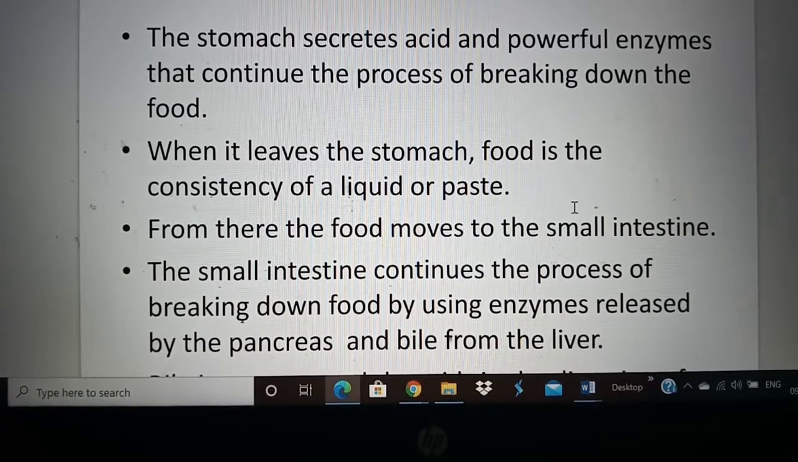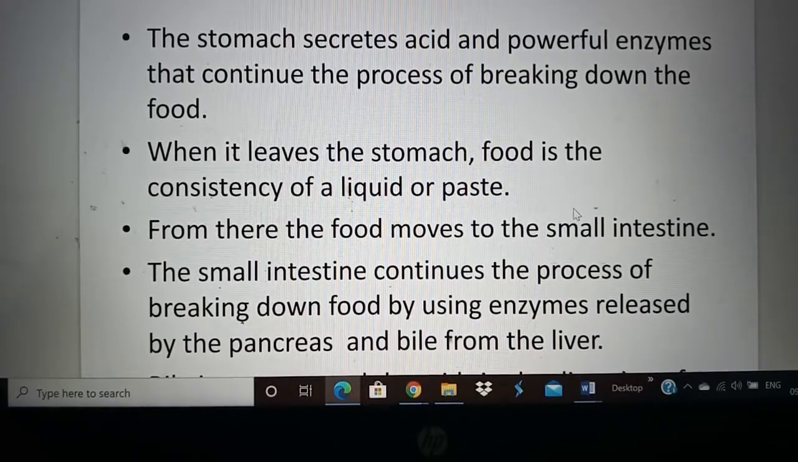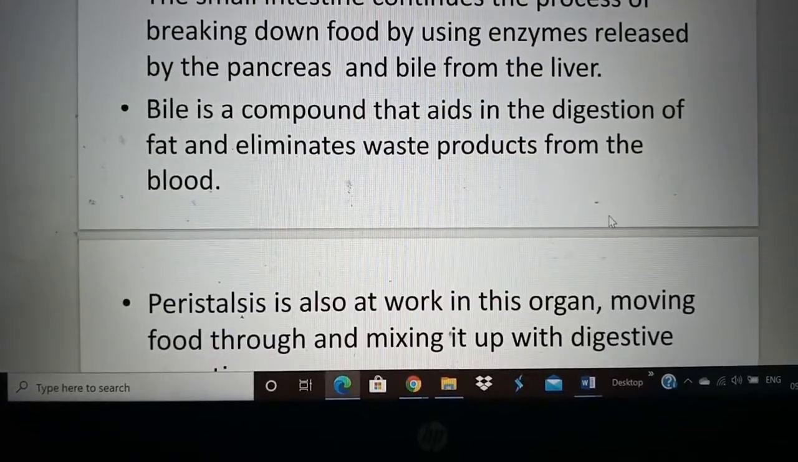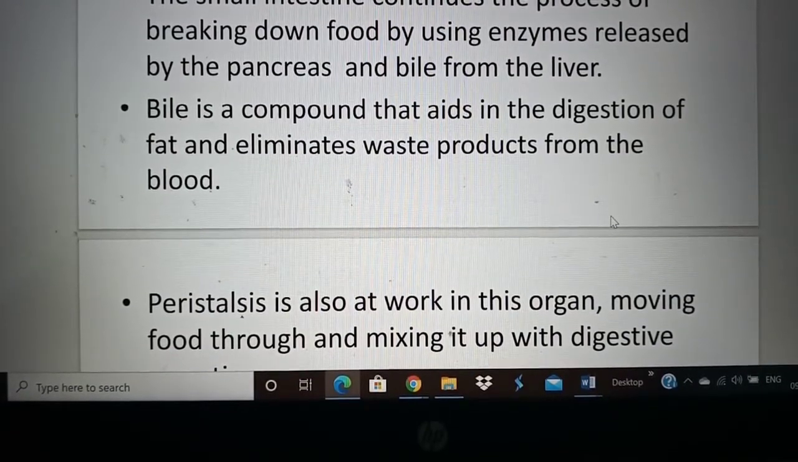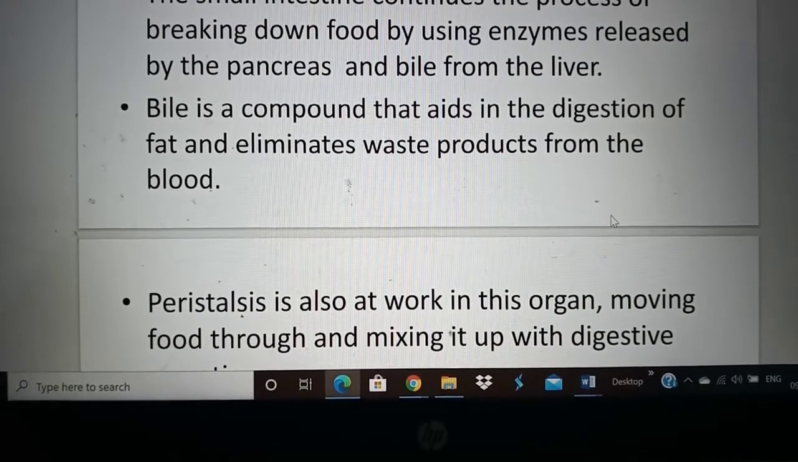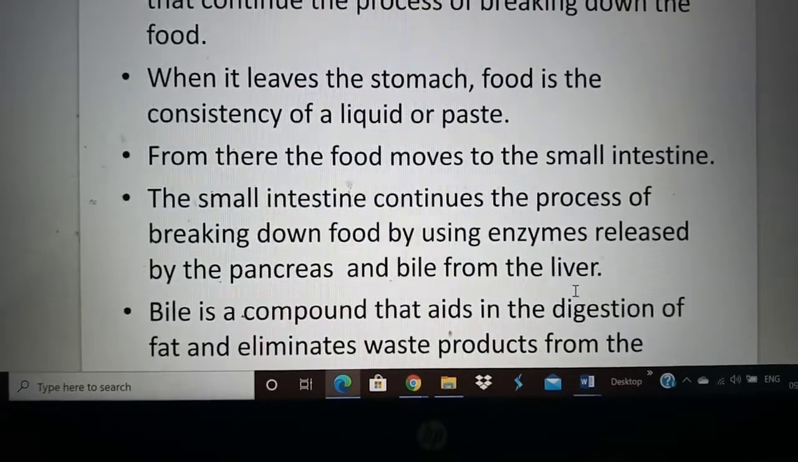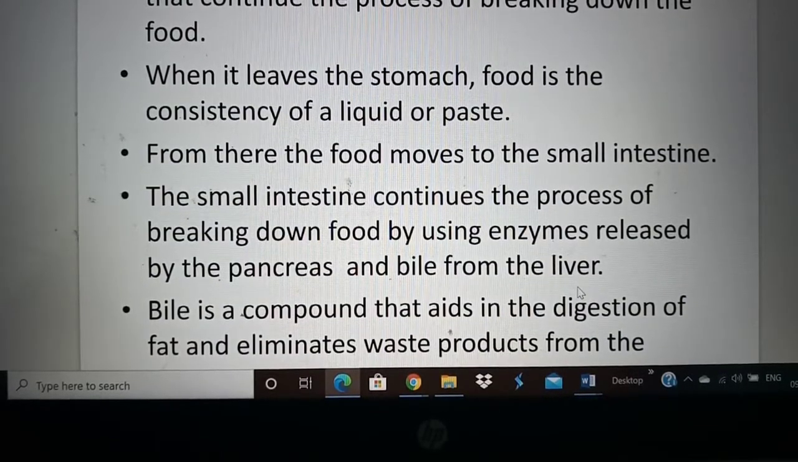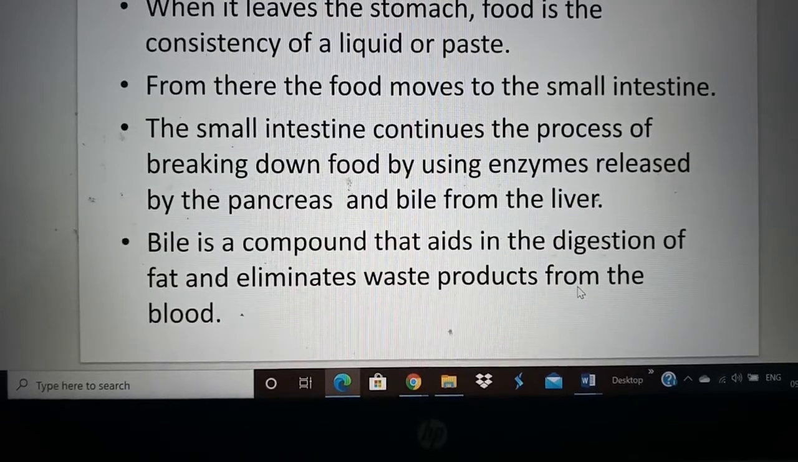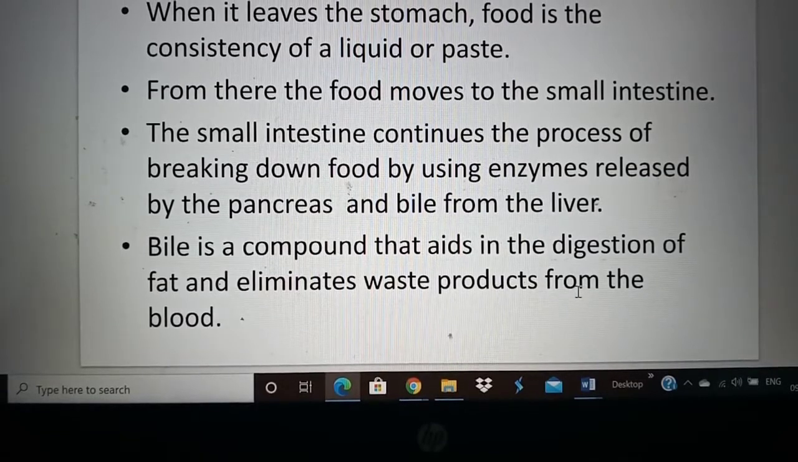So from the stomach, the food enters through the lower part. The stomach secretes acid and powerful enzymes that continue the process of breaking down the food. When it leaves the stomach, the food is churned and the consistency is made like a liquid or a paste called chyme. From there, the food moves to the small intestine.